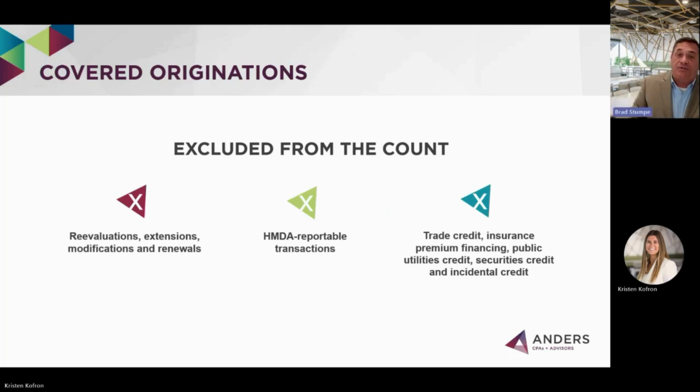So this slide lists those types of credit that are excluded from the tier count, and most of them are excluded from coverage altogether. So let's focus on the first couple of items. So reevaluations, extensions, modifications, and renewals. These are not counted to determine your tier status or whether you're a covered financial institution under any circumstances. And they're not reported unless new money is involved. But refinances are counted and are reported regardless of whether new money is involved.